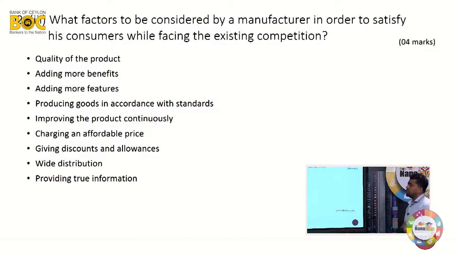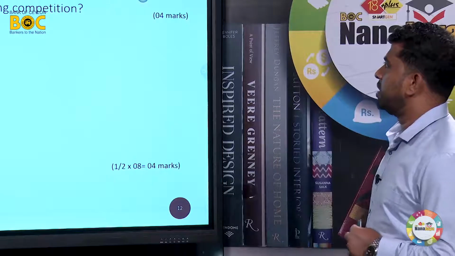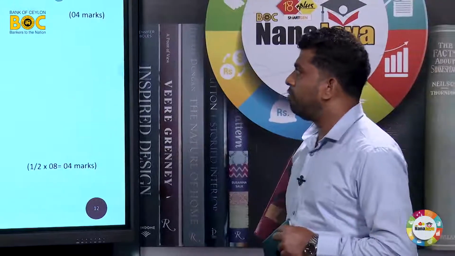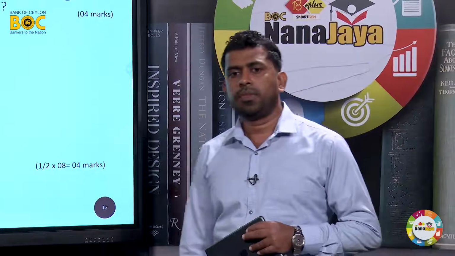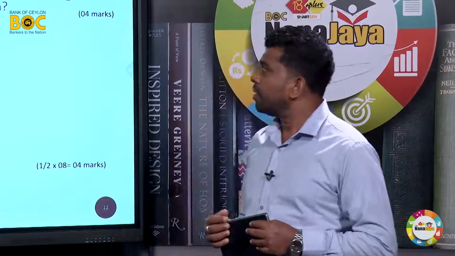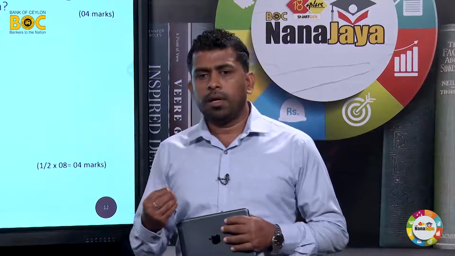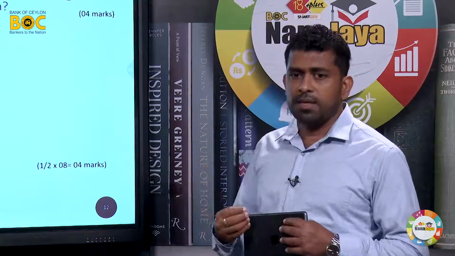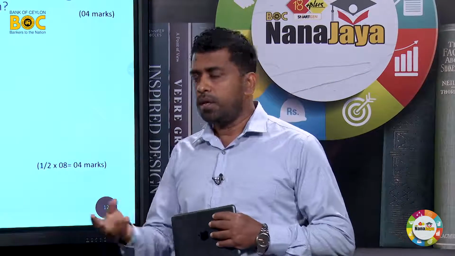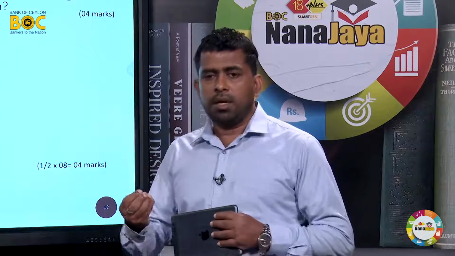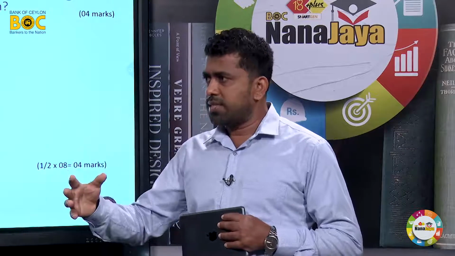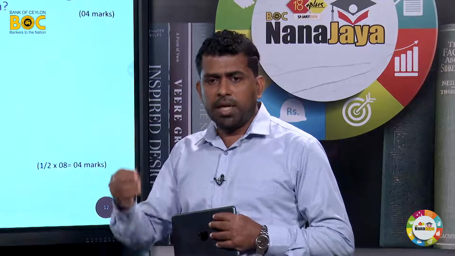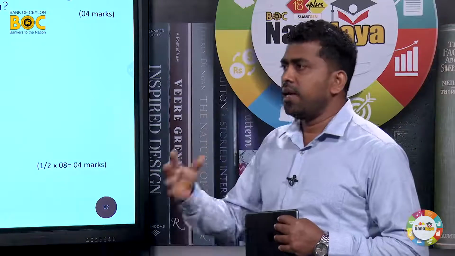Problem number 3, question number 2. What factors are to be considered by a manufacturer in order to satisfy his consumer while facing the existing competition? In this question, you have to think about consumer protection as well as how to face competition. The businessman should think about consumer protection as well as prevailing competition. He should face the competition by protecting consumer rights and their satisfaction.